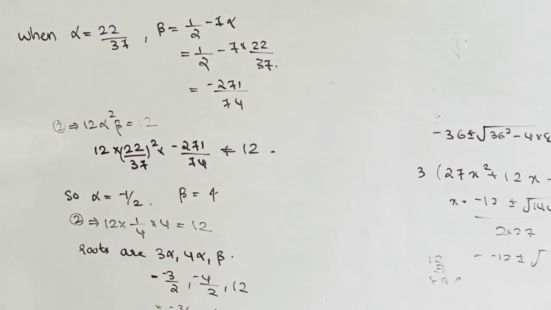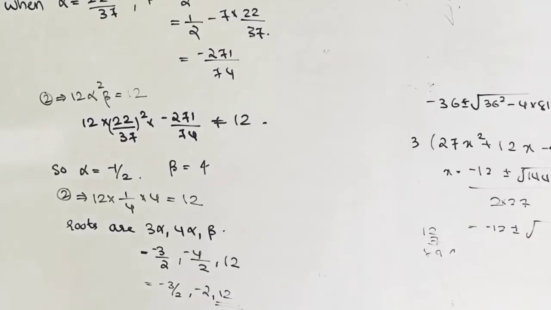So the roots are 3 alpha, 4 alpha and beta, that is 3 into minus 1 by 2, 4 into minus 1 by 2, and beta is 4. That is minus 3 by 2, minus 4 by 2, 4. Minus 4 by 2 can be written as minus 2. So the roots are minus 3 by 2, minus 2, 4. Now we can go to another problem.